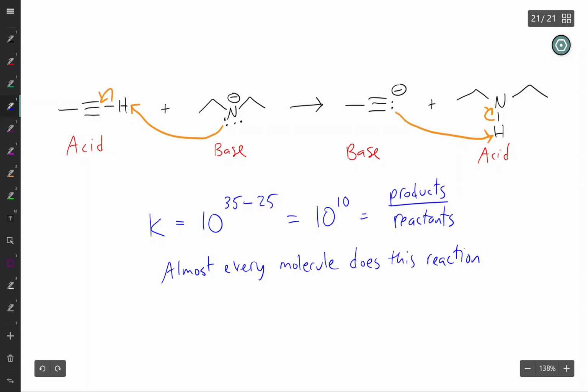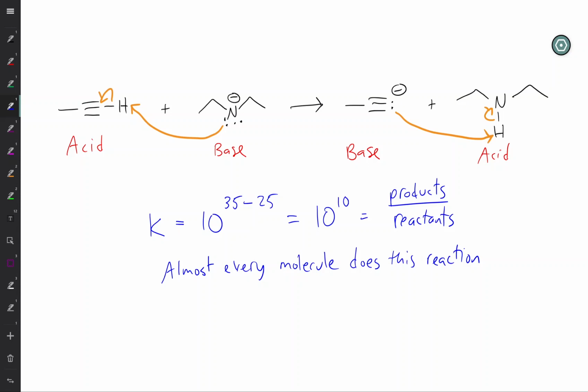So you can use that technique to decide for any acid-base reaction, how feasible is it? If you get a number that's really, really big, that means almost every molecule does it. If you get a number that is below, say, 10 to the negative 10th, that means almost no molecules do it. And if you get a number that's like 10 to the negative 7th, it means a few molecules do it. You'll have a few molecules in your mixture that do it.